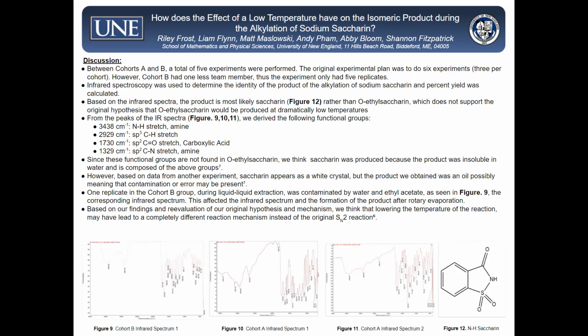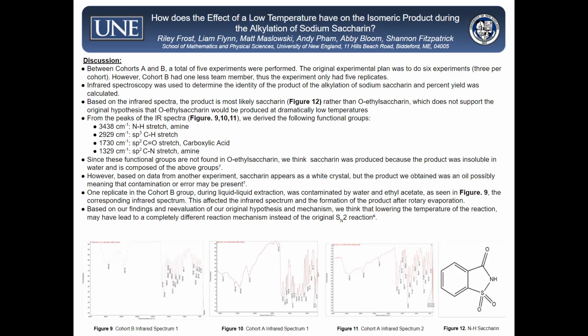And then around 1,300 cm⁻¹, we observed an sp2 carbon-nitrogen stretch, which would be part of an amine. Since these functional groups that I just listed off are not found in O-ethyl saccharin, this is what led us to believe that saccharin was produced, because these functional groups are found in saccharin. And also the product was insoluble in water, and that is one of the properties of NH saccharin.